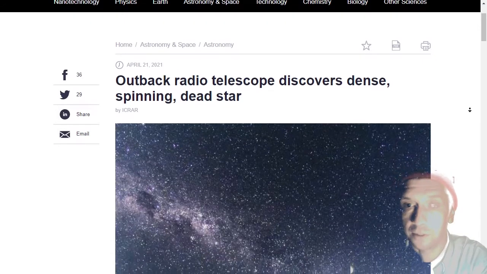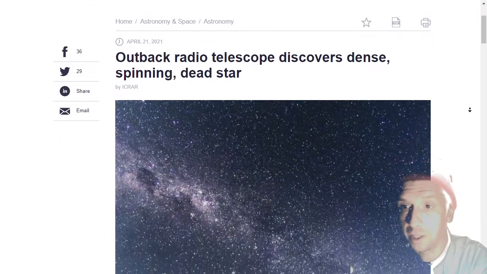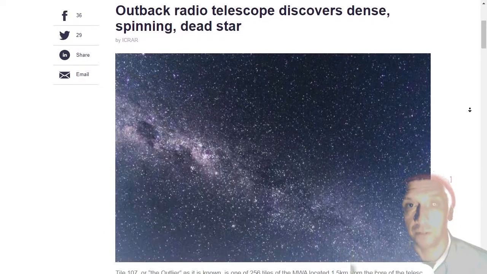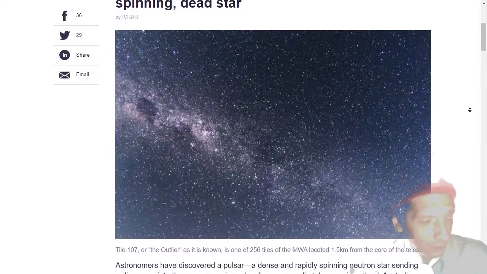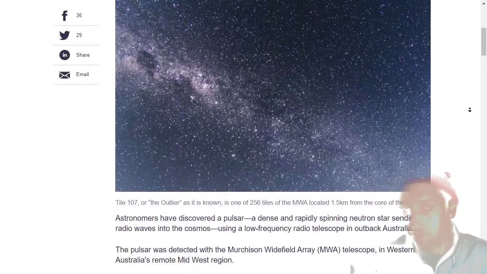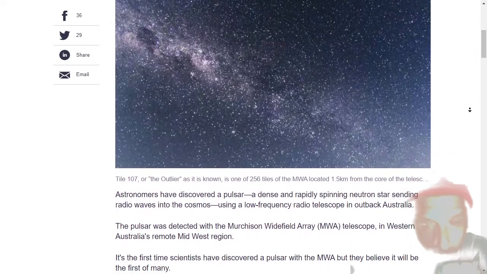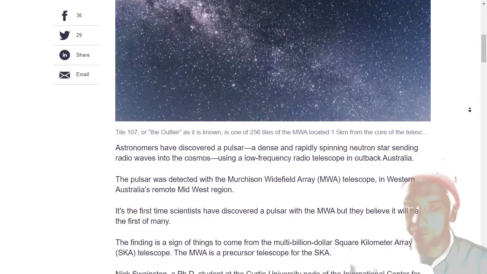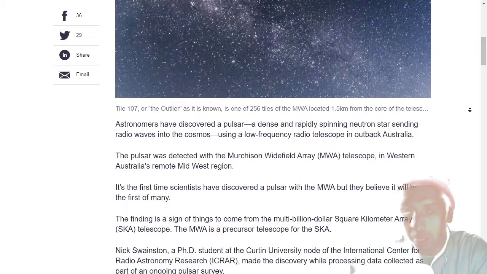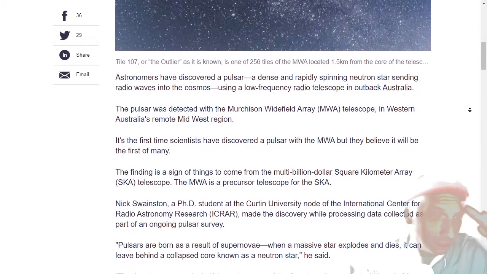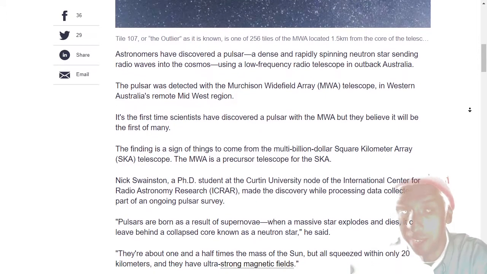Next, we'll be talking about the low-frequency array, as the Outback Radio Telescope has discovered a dense spinning dead star known as a pulsar, an object believed to be only about 20 kilometers in diameter, but with massive magnetic fields, something like 1 trillion times the most powerful magnetic fields we can create here on planet Earth.